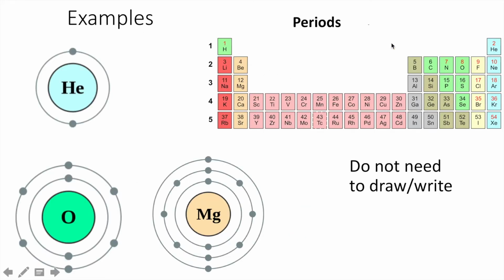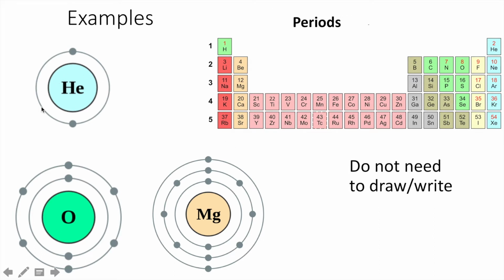Here is a periodic table for you to look at, and remember that periods are each row. In row 1 we have hydrogen and helium. Over here we have lithium, beryllium, boron, carbon, and nitrogen in row 2. Period 3 has sodium, magnesium, aluminum, silicon, and so on. And then we have period 4, 5, and so on.